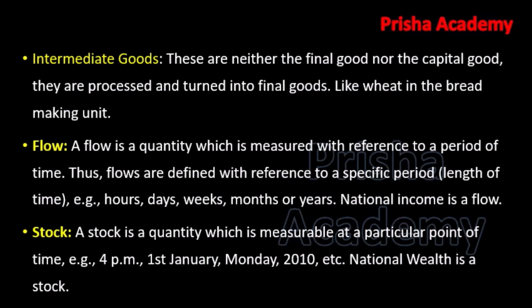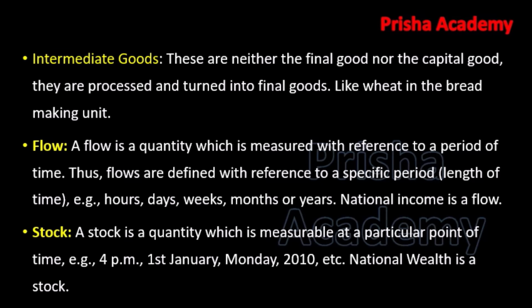Then we have intermediate goods. These are neither the final good nor the capital good. When they are processed, they turn into final goods, like the wheat in a bread making unit. Wheat is turned into bread, which is the final good, and wheat is the intermediary good.